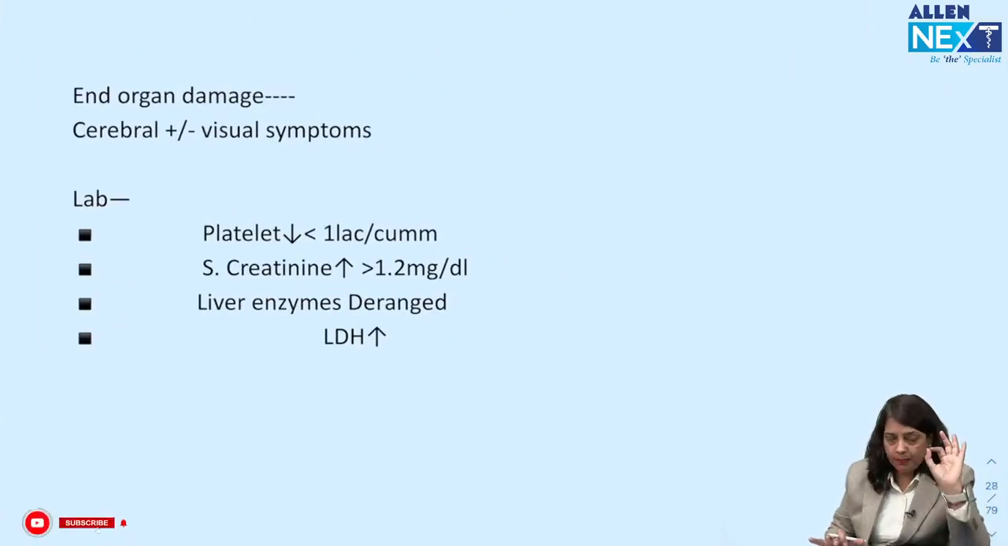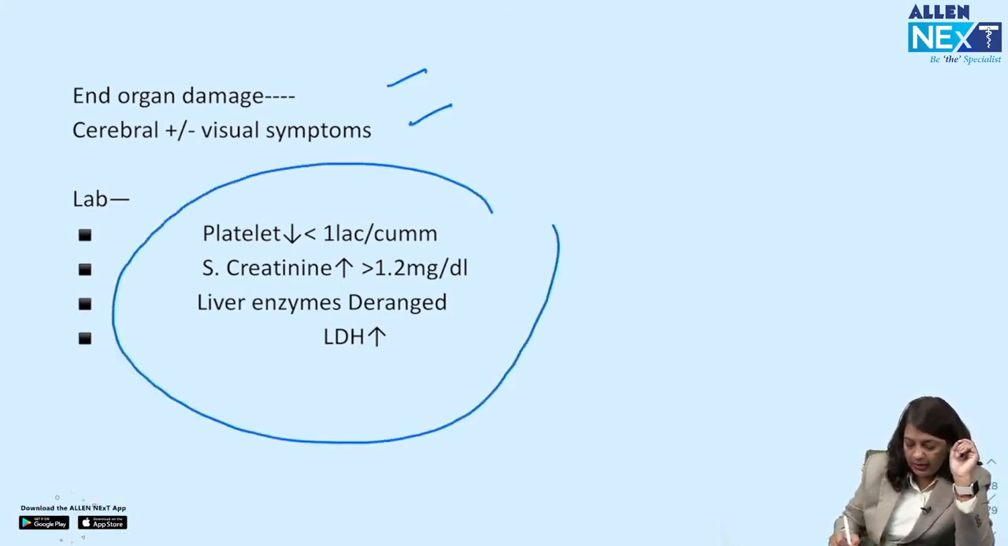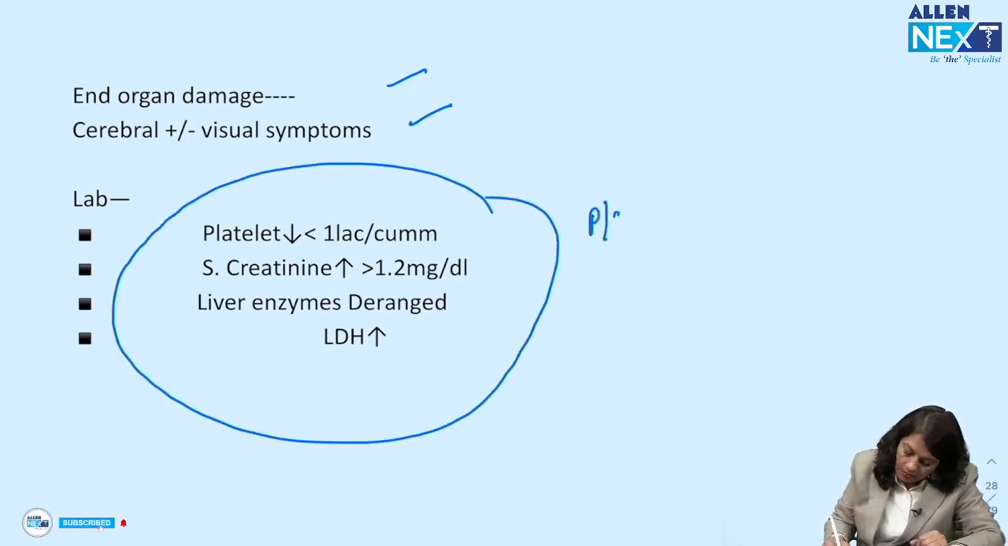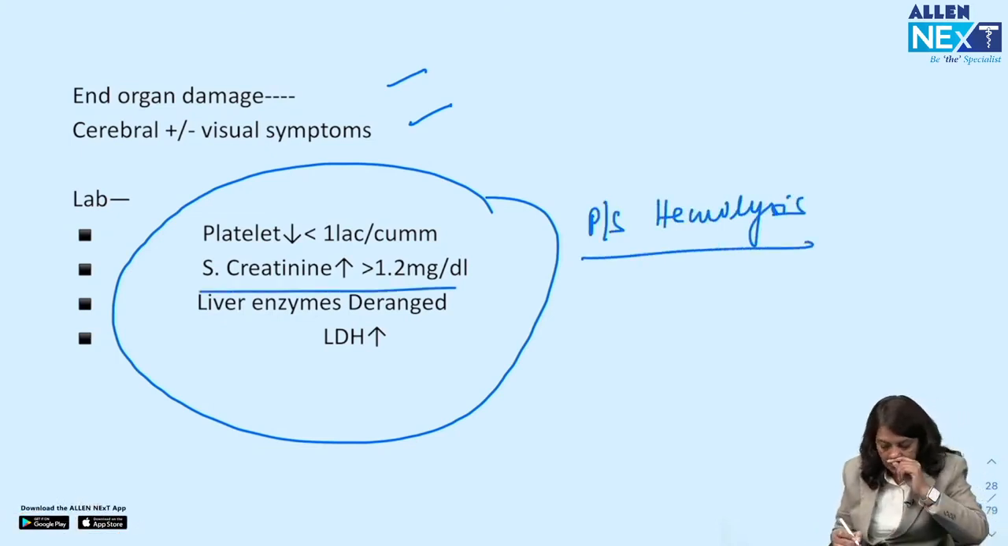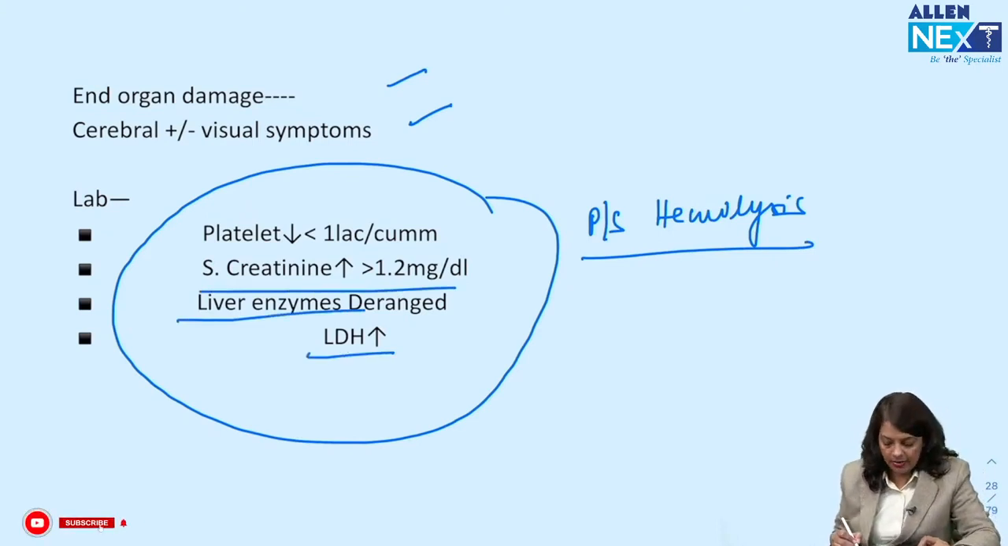So eclampsia, preeclampsia पे एक question तो definitely आ रहा है INI CET exam में. So end organ damage मैंने बता दिया. Platelet count less than 1 lakh per cubic millimeter. Peripheral smear can show hemolysis, creatinine is rising, liver enzymes deranged, and LDH is elevated.